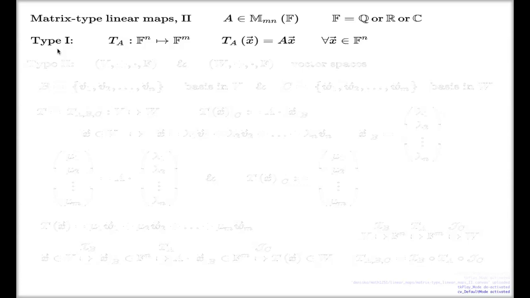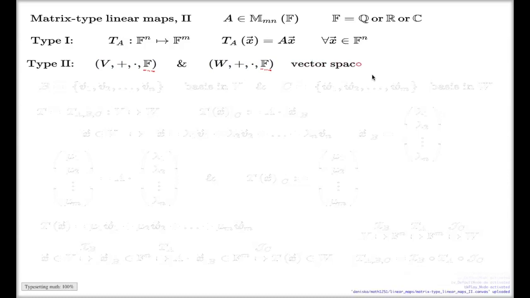Now, the second type I'm going to discuss today on this slide, I'll call it type 2 matrix type linear maps. This is a lot more general, and for that, again, I will need two vector spaces. These are my two vector spaces, V and W. Again, my two vector spaces just share scalars and nothing else.